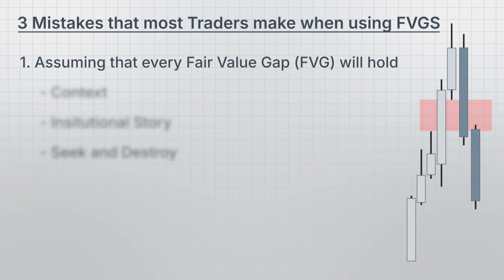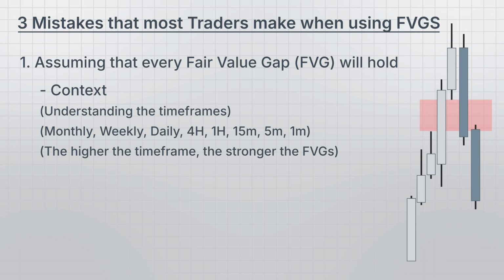And how can we know when a fair value gap actually wants to hold? There's 3 components that we need to go over right there. If we want to know if a fair value gap will hold, we need to know about context, we need to know about the institutional story, and we need to know about seek and destroy. First things first is context.